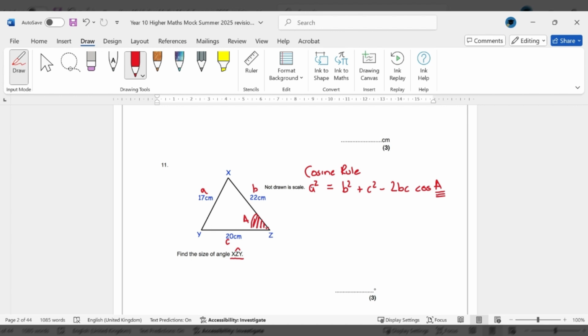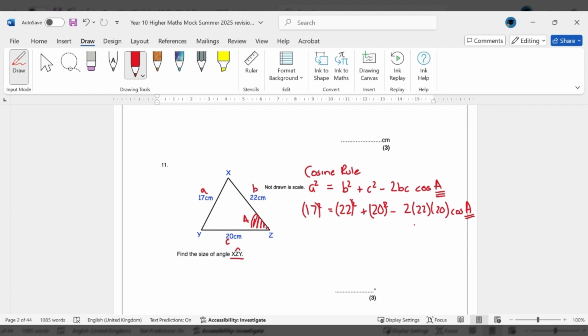You then stick your numbers in here. a squared, well, little a is 17. b squared plus c squared minus 2b. Now, some people like to put times in here. I like brackets, like when I'm doing trial and improvement. b is 22. In fact, you could even put these in brackets. You know, when we substitute it won't harm. Right. b, c, cos A, and that's what we're trying to find out. So we don't know what that is, okay?